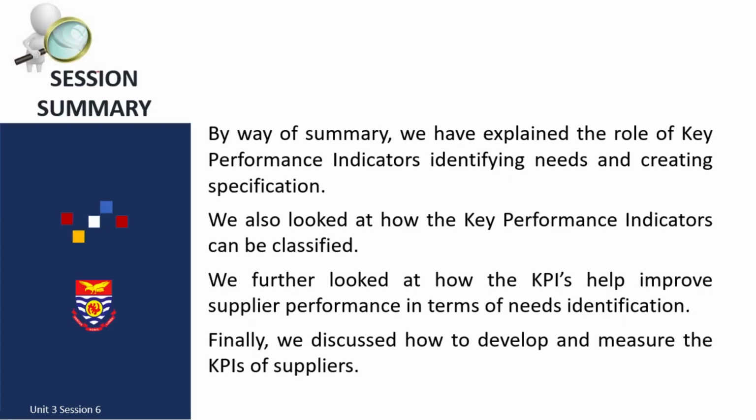In summary, we have explained the role of key performance indicators in identifying needs and creating specifications. We also looked at how key performance indicators can be classified: the quantitative and qualitative, and then the second classification, the strategic and operational. We further looked at how KPIs can help improve supplier performance in terms of needs identification. Finally, we discussed how to develop and measure KPIs of suppliers. Thank you.